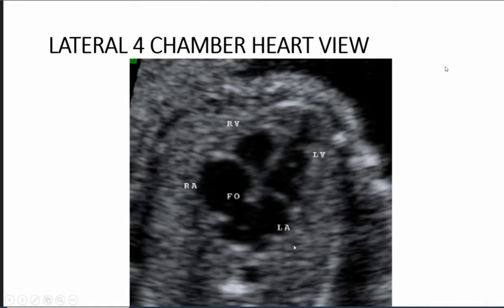Now this is the four-chamber view, which is the second cardiac view. We can show it either in an apical view or a lateral view. This is a lateral four-chamber view. In the four-chamber view, we need to label the chambers first. In order to label the chambers, we have to first know which is the left side of the fetus and which is the right side of the fetus.